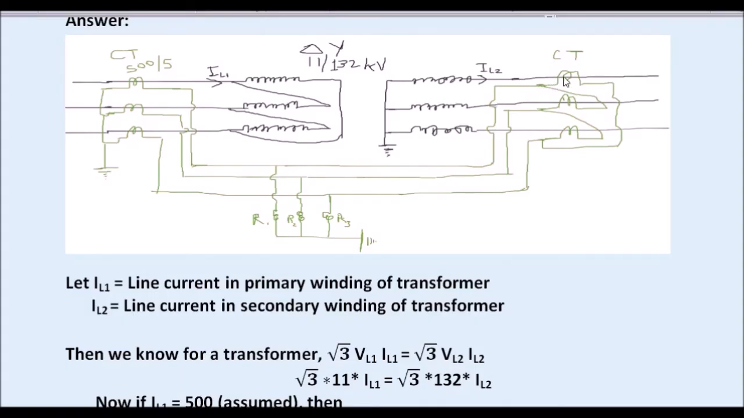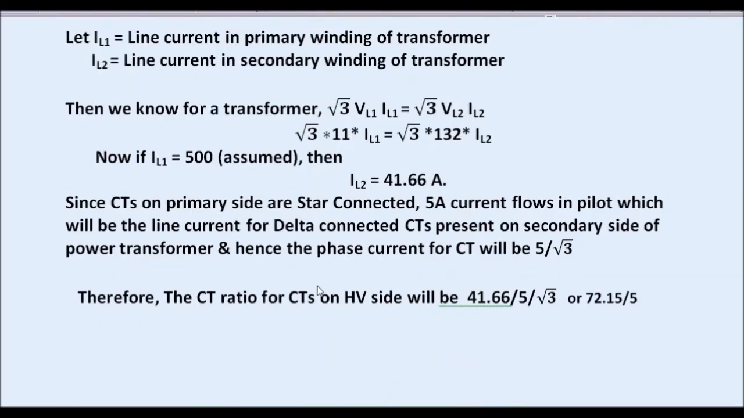For this delta connected CT, the 5 ampere current will be the line current, and for that the phase current will be 5 upon root 3. So 5 upon root 3 will be the phase current flowing in the secondary winding of the delta connected CT.